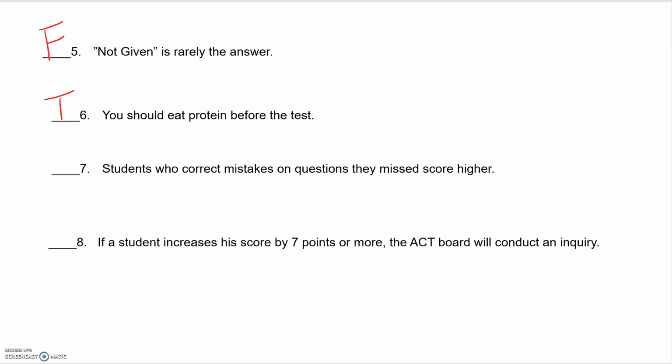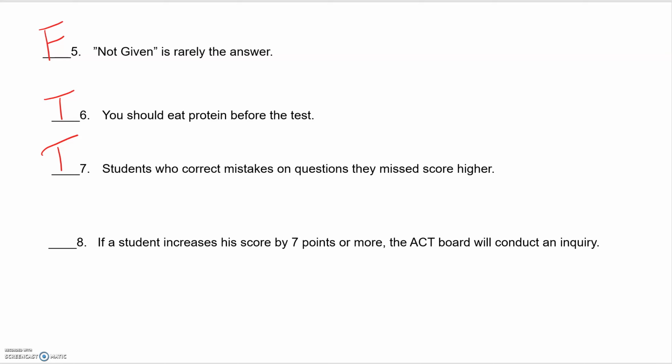Number 7, students who correct mistakes on questions they missed score higher. That is absolutely true. So we will do a bunch of corrections in this class. You will take the test and then you will work on corrections, because the more you can see where you're making your own mistakes, the higher you will score in the future.